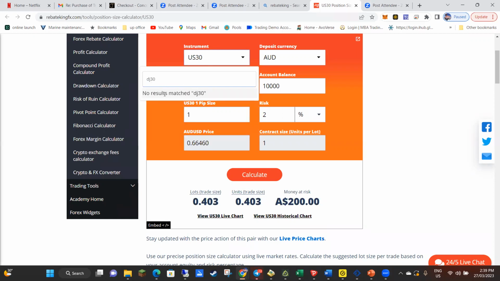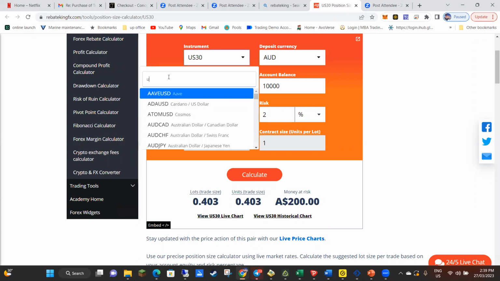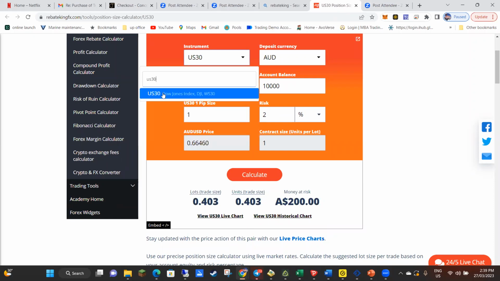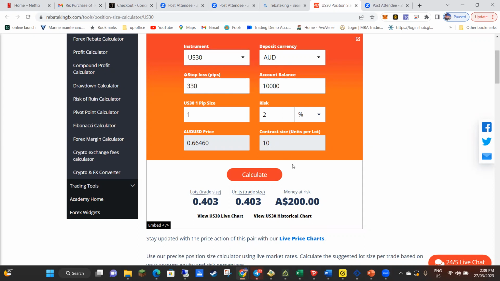There are no results for DJ30, but we can just use UF30. You just need to know that that is the same thing. Okay, everything else is the same. We're just using a different broker. We have the same balance, same trading instrument, same currency. We still want to work out a 2% risk. All we need to change is the contract size. We need to make that 10 and then click calculate.